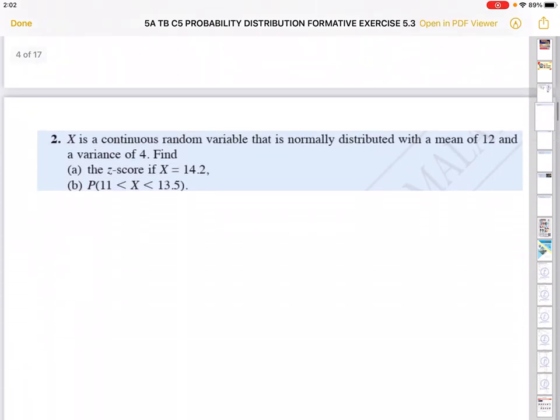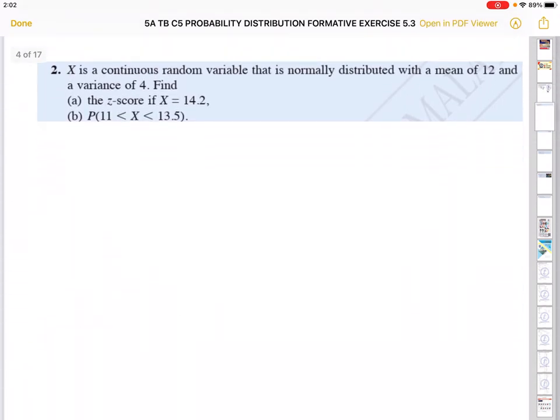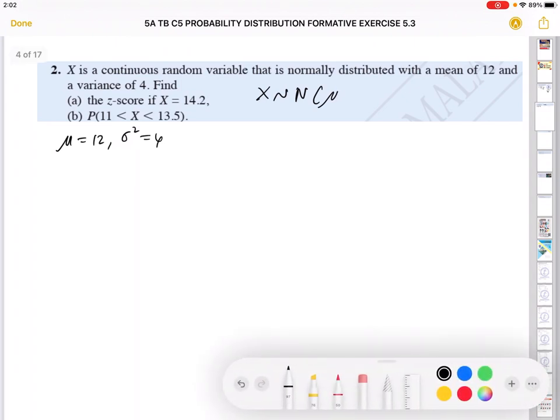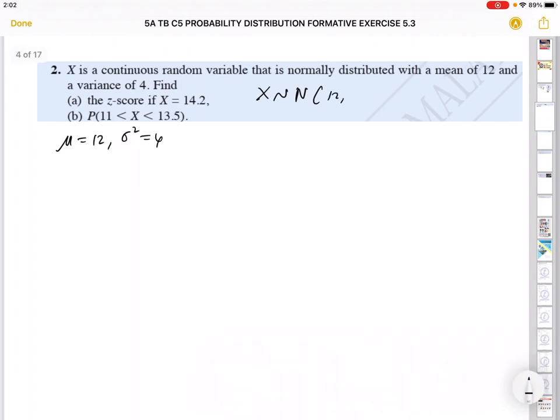Let's move on to question number 2. Here we have x is a continuous random variable normally distributed with mean of 12, variance of 4. You can write x as a normal distribution, mean is 12, variance is 4. Please take note that when you represent it in this notation, it is variance. So you need to find the standard deviation from the variance by taking the square root of 4, which is 2.